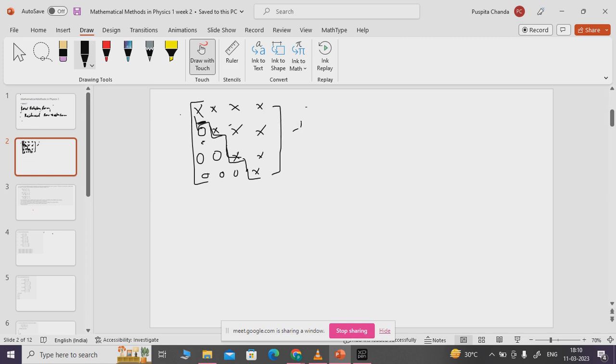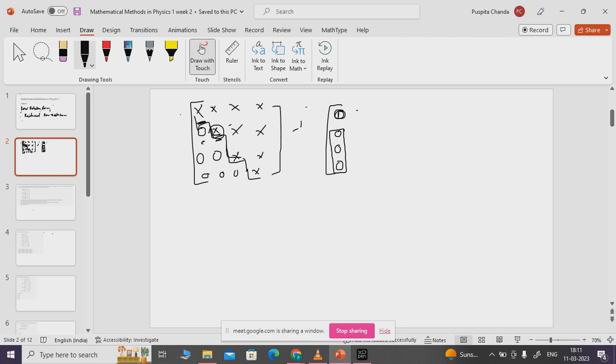But for reduced row echelon form, these terms are also called the pivot terms, those non-zero terms. For reduced row echelon form, there are many more constraints. These pivot terms have to be 1, and for first column, first row has to be the only non-zero, and all other entries have to be 0.